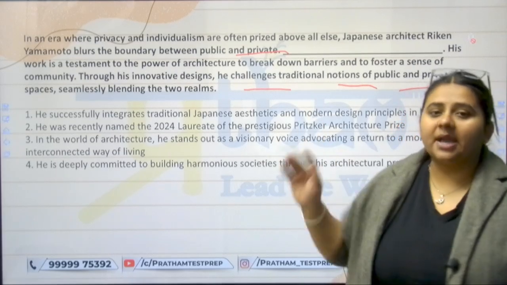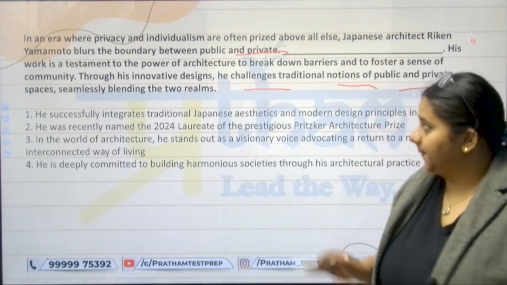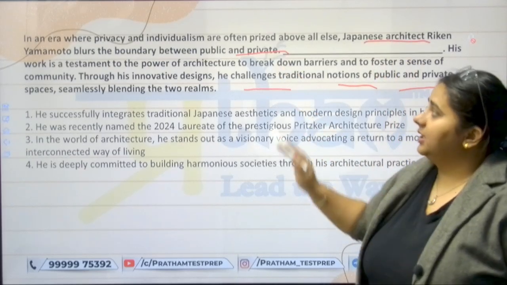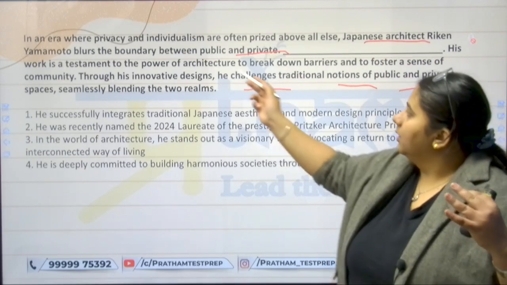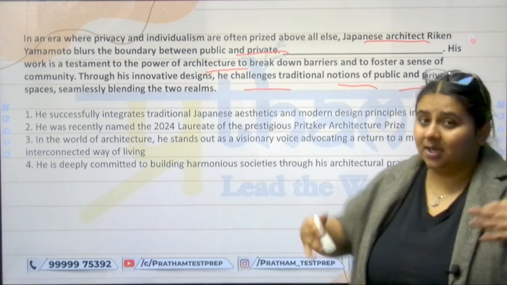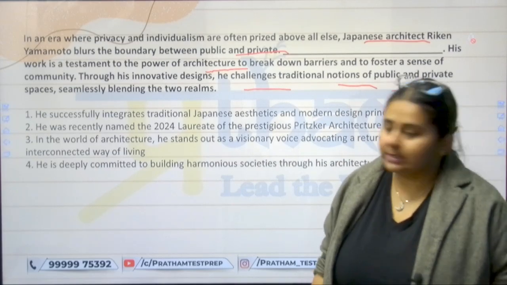This whole passage talked about him being different and being so good. Before that, it was like this architect blurs the boundary between public and private. Then his work is a testament of the power of architecture. It breaks barriers, and it speaks of achievements and goodness. Let's read all 4 options.